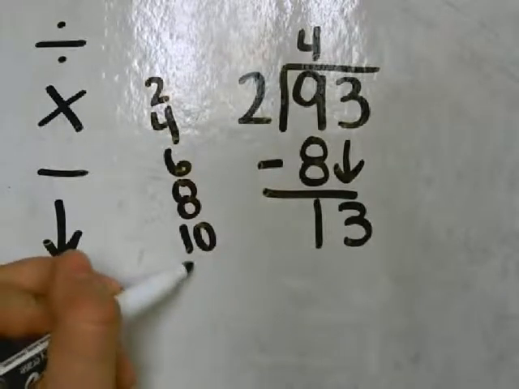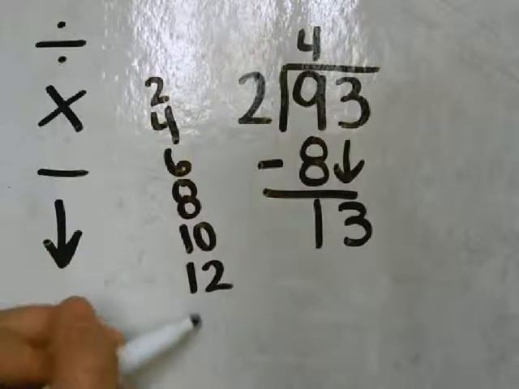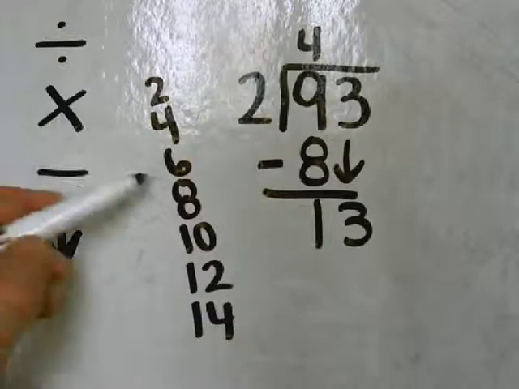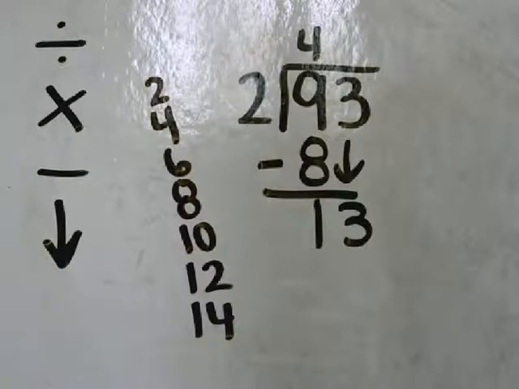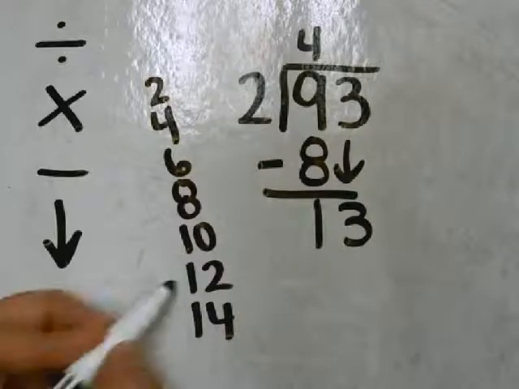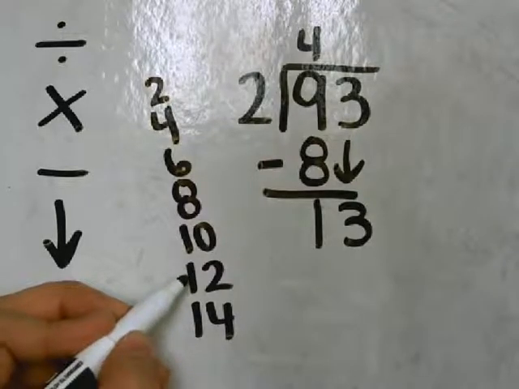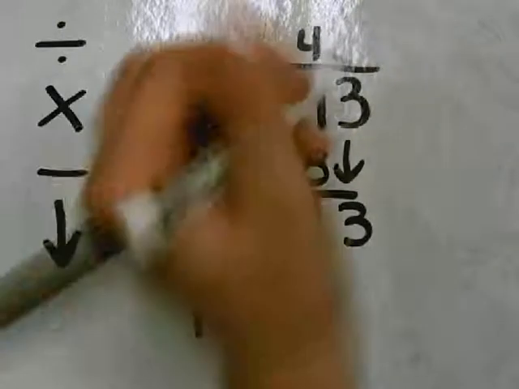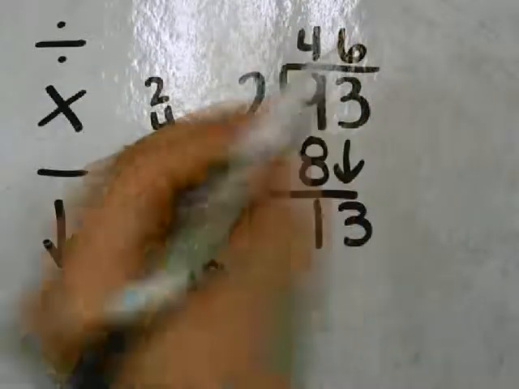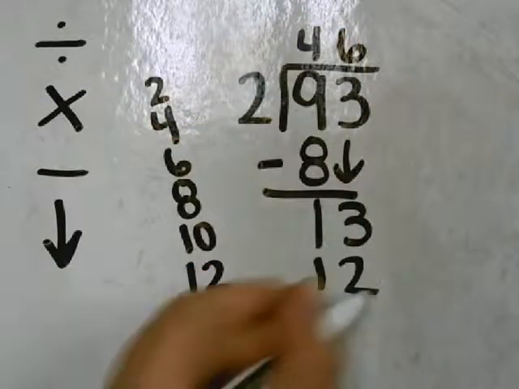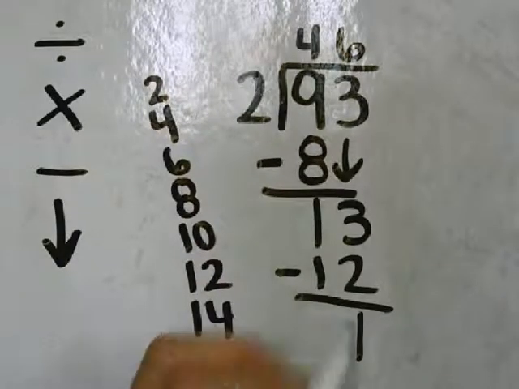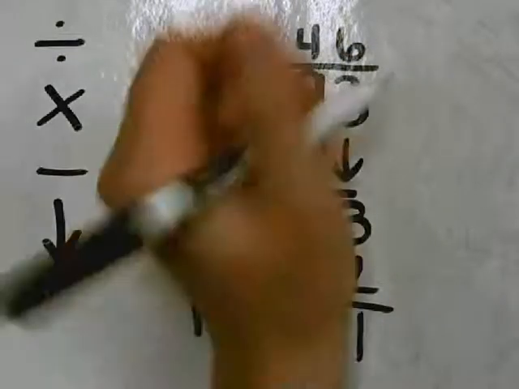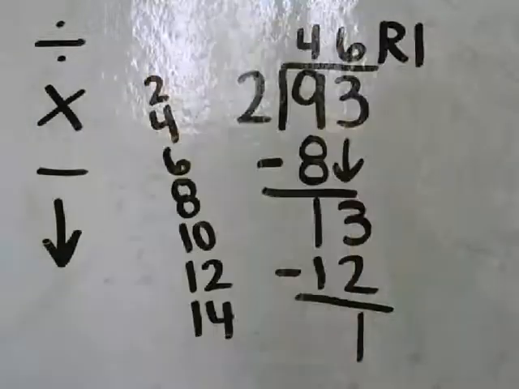So I have 2, 4, 6, 8, 10, 12, 14. 14 I went over, so now I need to find the closest number to 13 without going over, so that would be 12. And I know that 12 is 2 times 6, so I write my 6 up here. 6 times 2 is 12. I need to subtract, and I am left with 1, and there are no more numbers to bring down, so that means I'm going to have a remainder of 1. So 93 divided by 2 equals 46 with a remainder of 1.